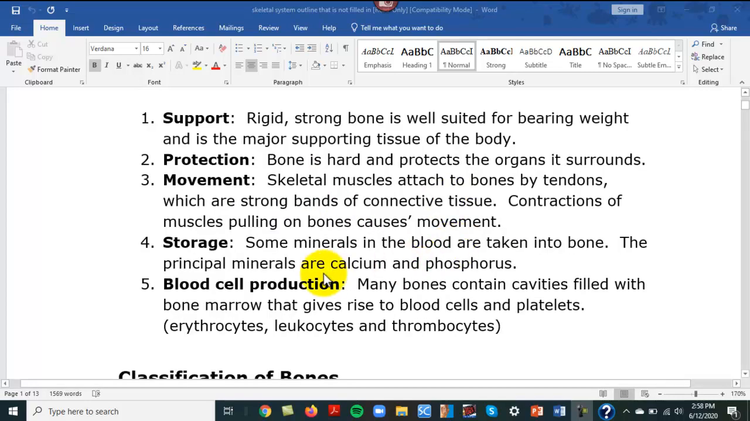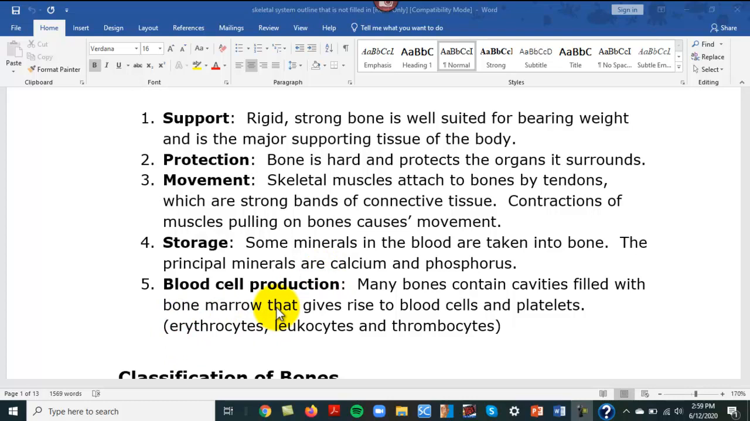As far as storage goes, bones contain calcium and phosphate ions, and those are exchanged at times. If there's times when the body needs more calcium in the blood, it's absorbed from bones. So they're a major storage area for minerals.